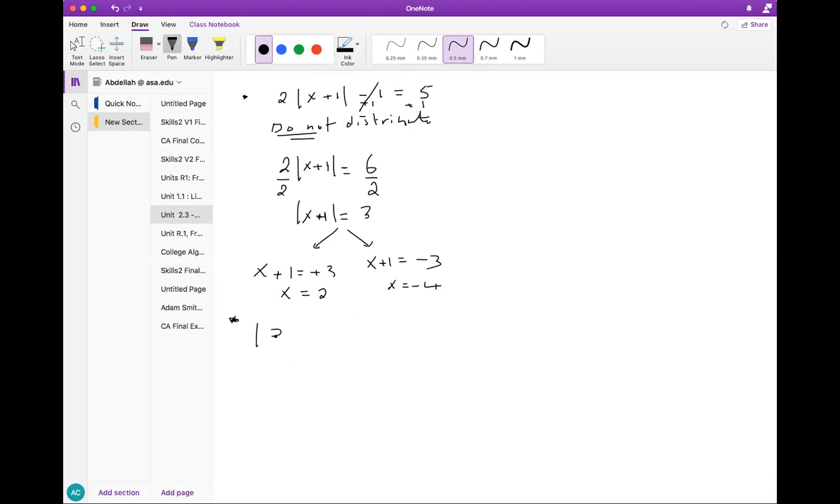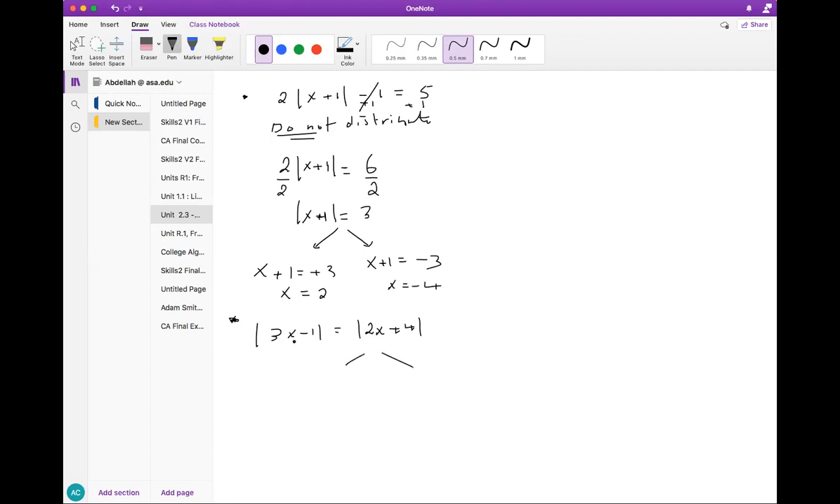So let's do another example here. Now we're going to look at something of interest. Sometimes you may get something like this with two absolute values, not just one, two of them. So here's what you do. It's pretty simple. You're just going to take this and turn it into two equations without the absolute values.